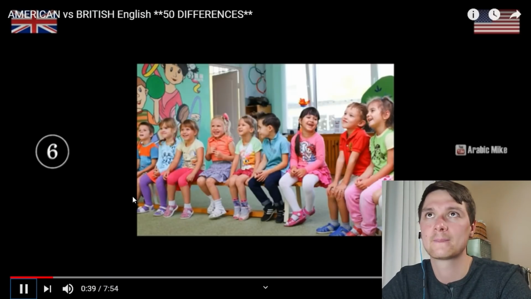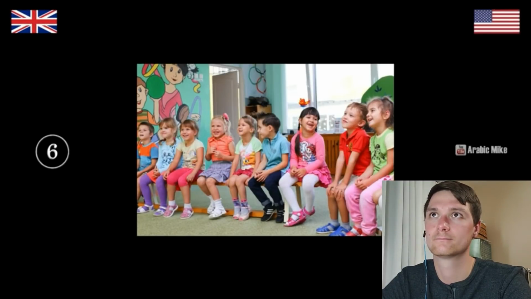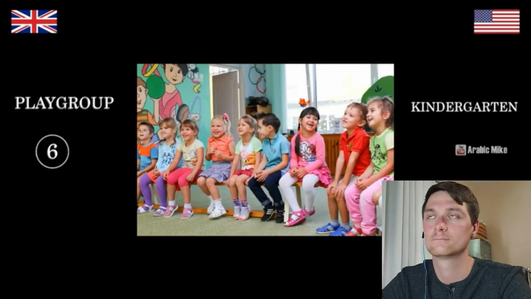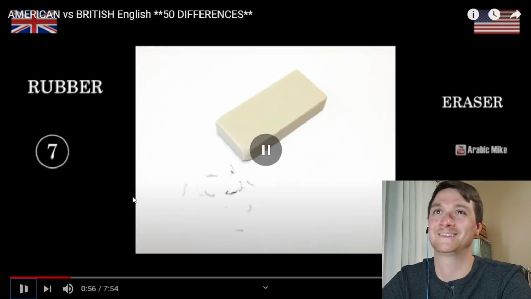Where are these children? In a nursery. Yeah, what's another name for it? Kindergarten? Kindergarten. We don't say kindergarten, we say preschool or playgroup, something like that. Makes sense. What's this? Bar of soap. Look closer. An eraser. Yeah, we'd call that a rubber.